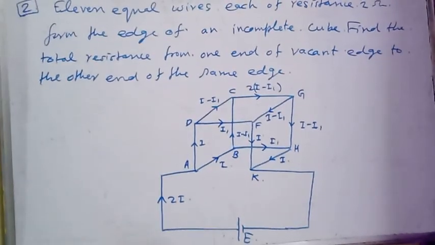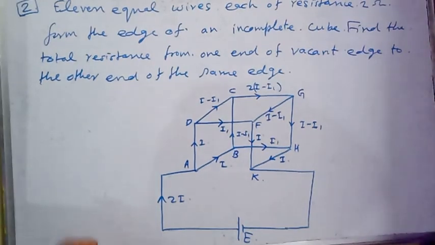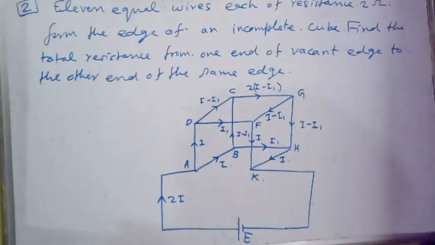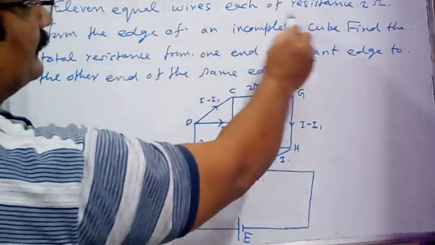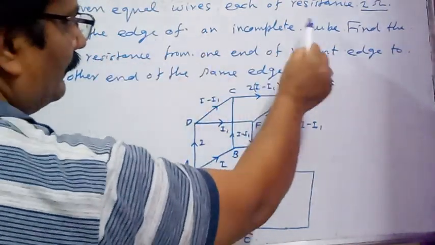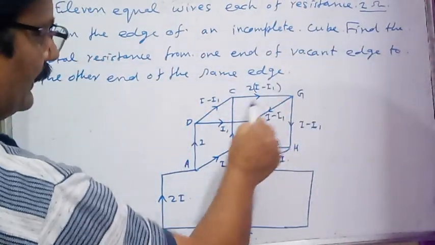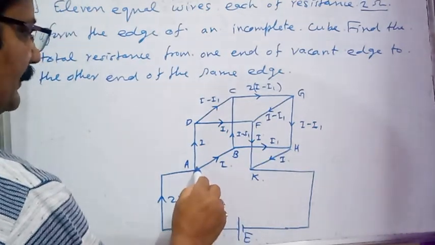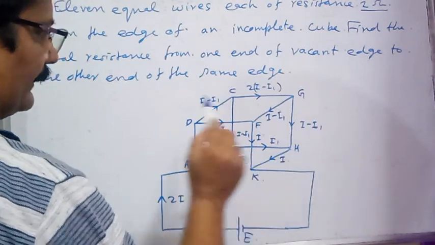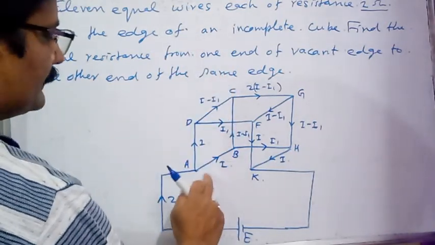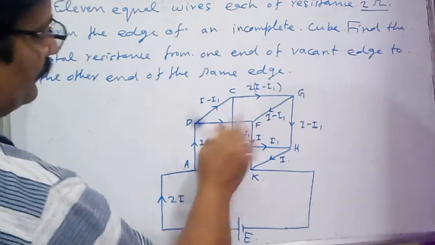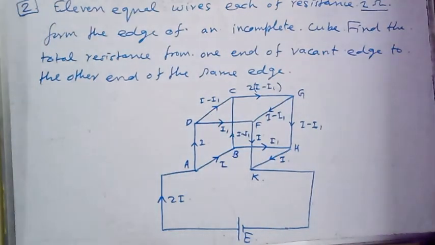So students, this is another example that can be solved by the use of Kirchhoff's rules. The question is: 11 equal wires, each of resistance 2 ohm, form the edges of an incomplete cube. This is an incomplete cube. The name of the cube is ABCDEFGH. In the incomplete cube, one edge of the cube is absent, so this is called an incomplete cube.